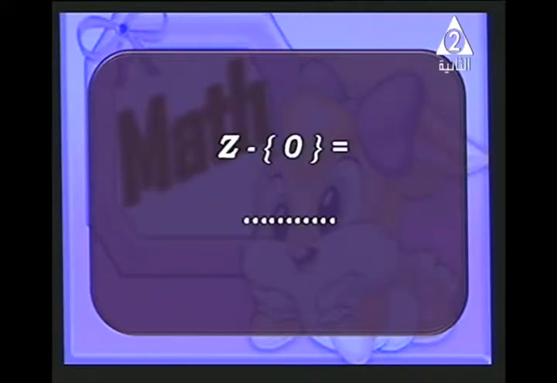Another example. Z minus 0 equals what? You notice that the Z contains Z positive, 0, and Z negative. So when we take out the set 0, then the result is going to be Z positive union Z negative. So Z minus 0 gives Z positive union Z negative.